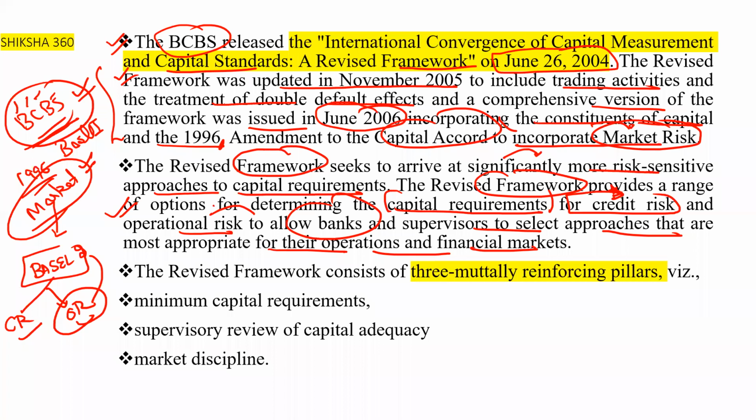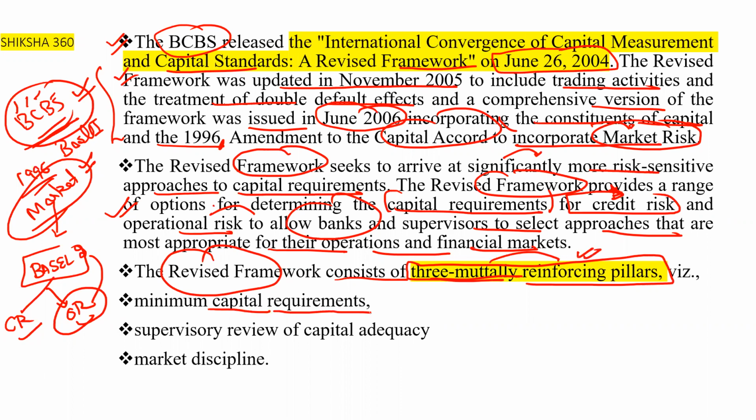Clear? So you have to remember this one. This is very, very important. They will directly ask this point in the examination. The revised framework basically consists of three mutually reinforcing pillars: capital requirement, minimum capital requirement.